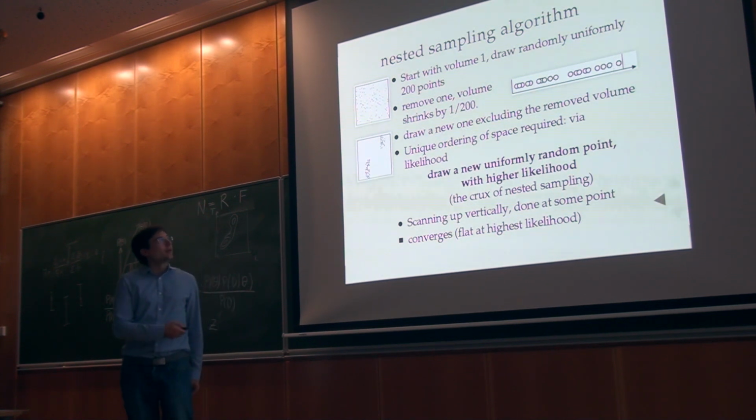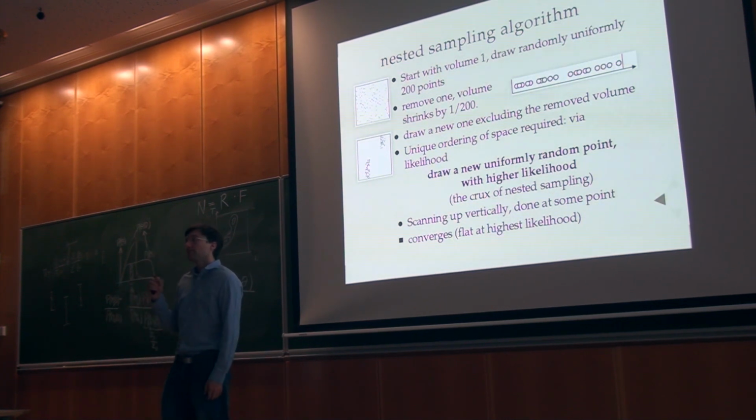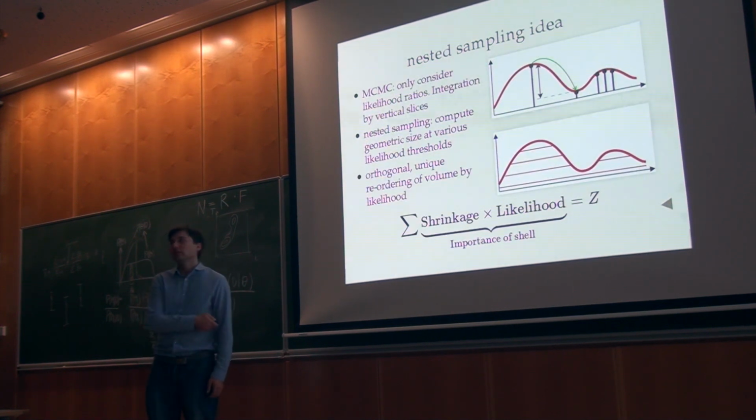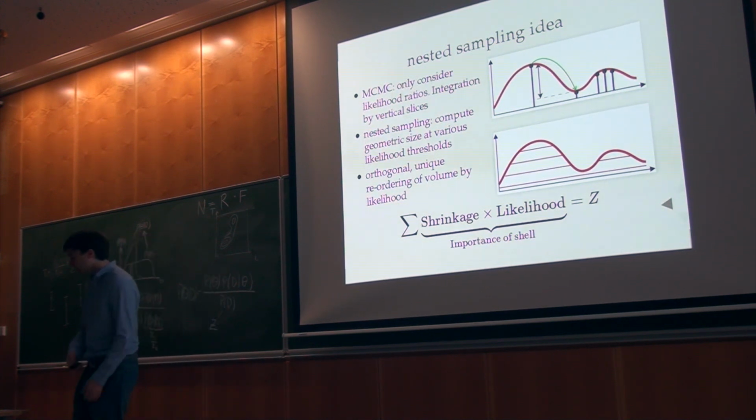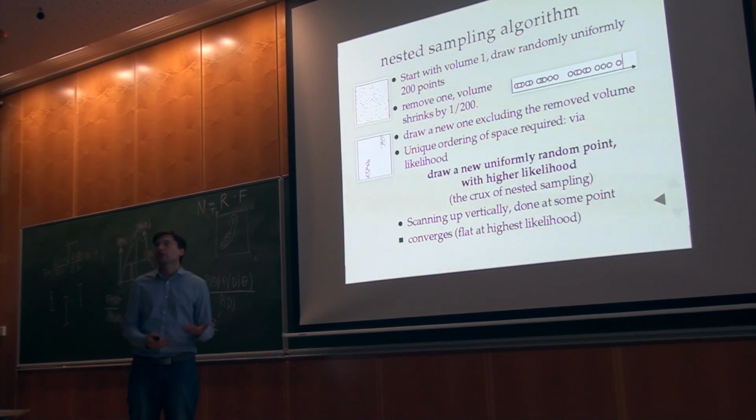And as you proceed, initially you have points everywhere, but you throw points out and put new ones in. It kind of zooms into the region of higher and higher likelihoods. And at some point, it's going to have a volume that's very tiny, so it's not going to contribute to that sum, and at that point you can stop. So there's a natural convergence point, a finishing point to this algorithm.